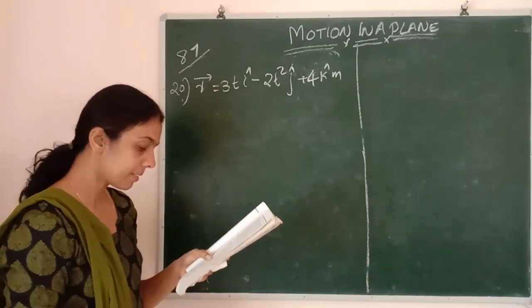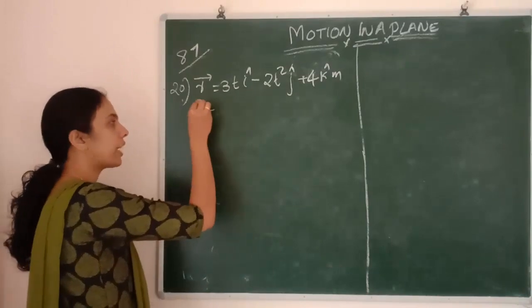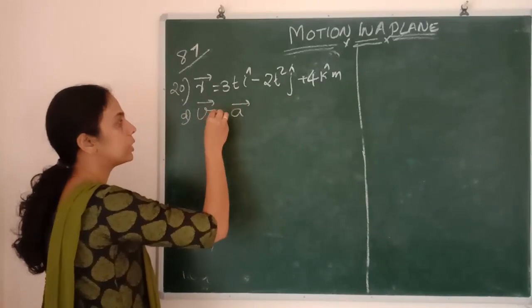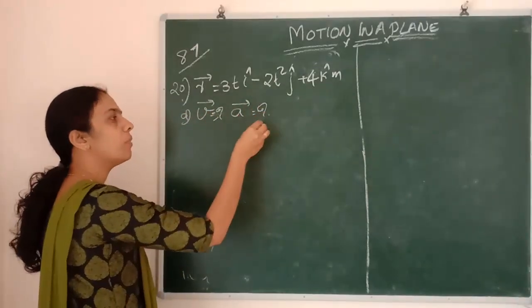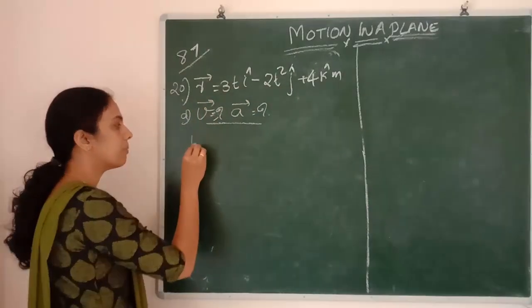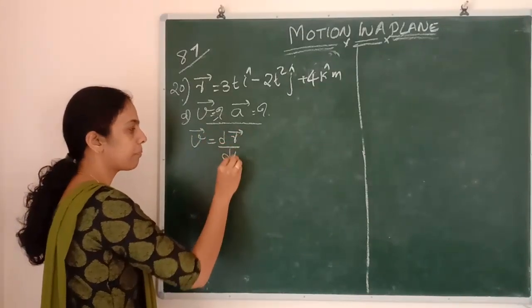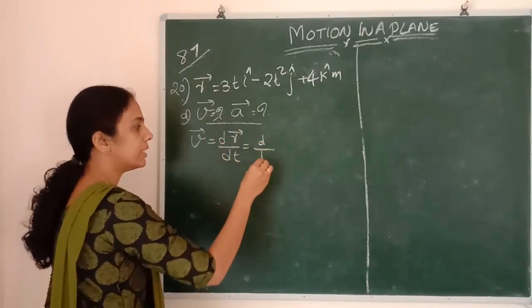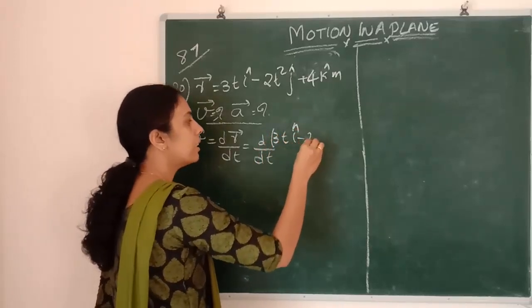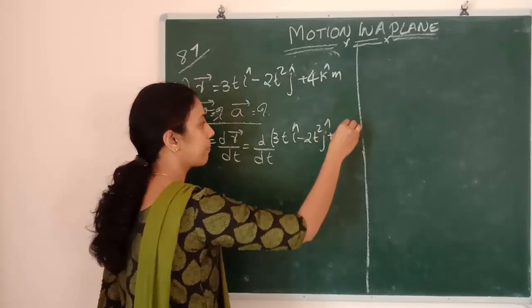So the first part is to find the velocity and acceleration of the particle. We should find the velocity and then the acceleration. These two things we should find out. If we have the position vector with us, how can we find the velocity? Velocity is equal to dr by dt. That is d by dt of r, which is 3t i cap minus 2t square j cap plus 4k.